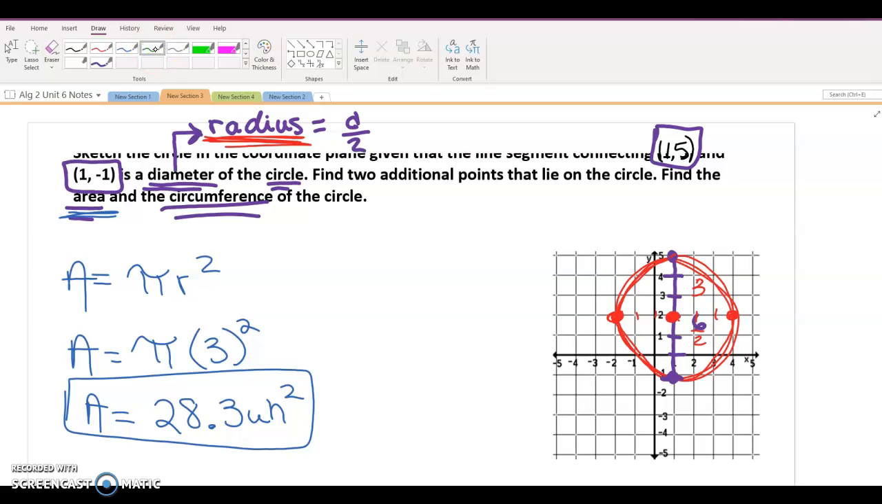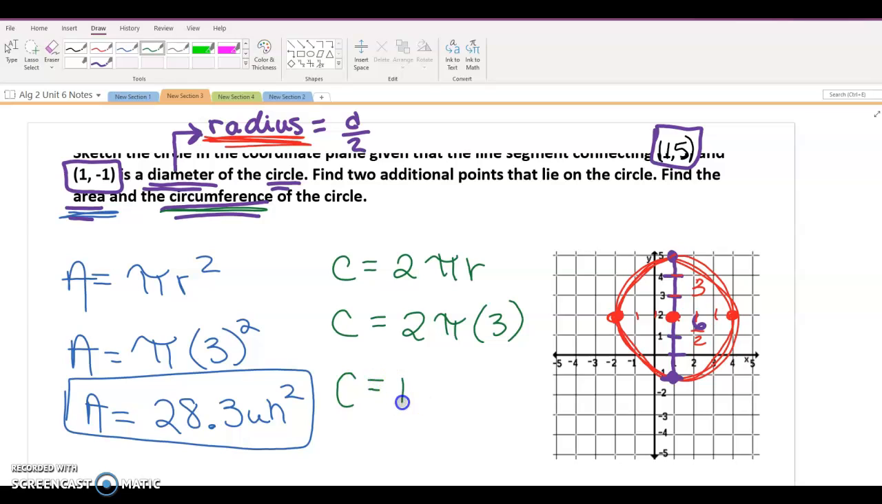What do we still need? Circumference. So what's our circumference formula? 2 pi r. You got 2 pi r. Well, luckily we already have all the information. So C equals 2 times pi times 3. And that should give us somewhere in the neighborhood of 18. 18.8. You got 18.8, and that's just units around the circle. And we're good. So there's how we find and graph our circle, as well as find its area and circumference on a coordinate plane.